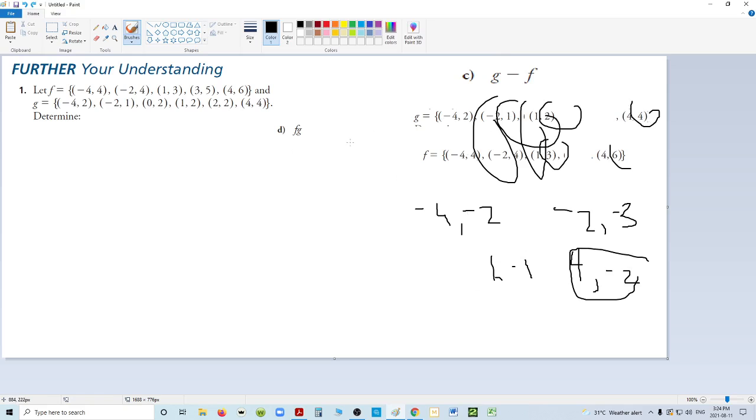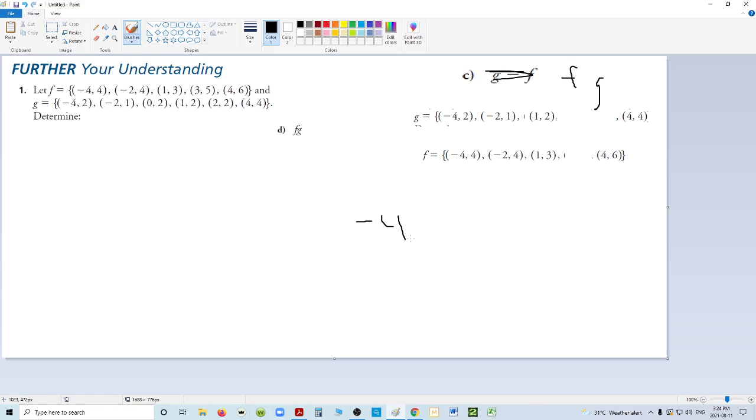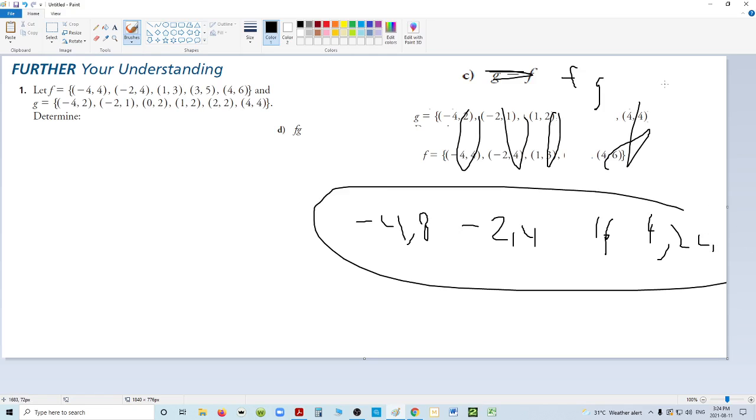And this is no different. You simply multiply the y's and the x's. So looking at f times g, I do the same x values, minus 4, minus 2, 1, and 4. And only this time I'm going to multiply 2 times 4, 8. 1 times 4, comma 4 rather. 2 times 3, 1, comma 6. And 4 times 6, 4, comma 24. And that's my new data sets for f times g.